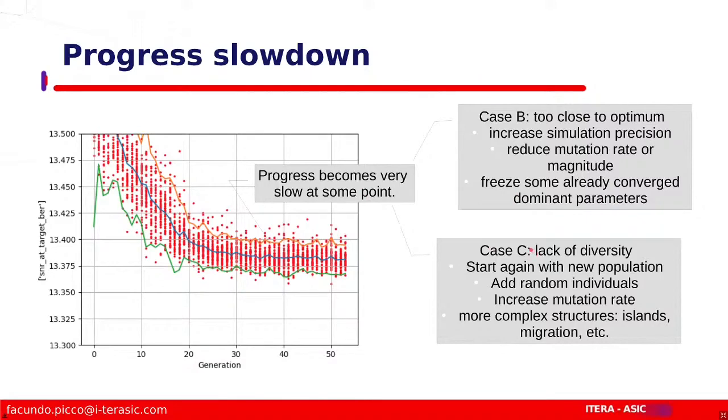Another case is that we are stuck at a local minimum, and we have several strategies to get away from there. An easy, intuitive one is to start again with a new population and see if we get somewhere else. But we could also add random individuals to add some genetic diversity in the generation. We can increase the mutation rate to see if mutation can take us out of the local minimum. Or we can even use more complex structures like islands and migration, in which we have several optimizations running in parallel. And then at some point, we select some individuals from one optimization and migrate them to the other population, and by that we also add some diversity.